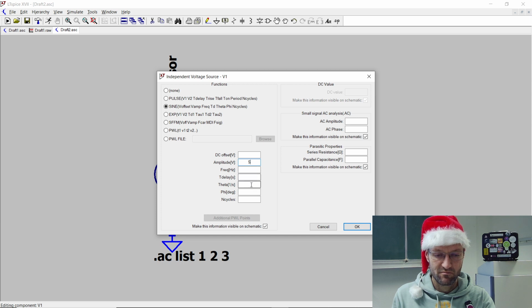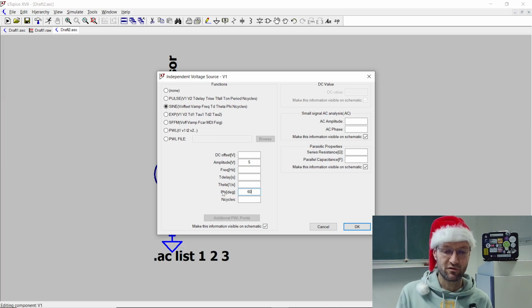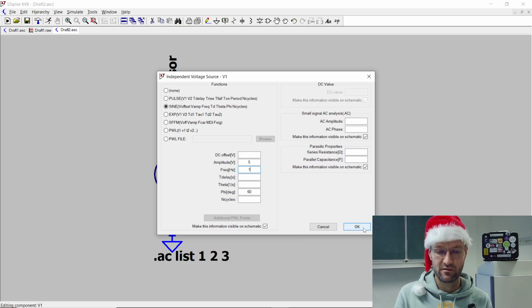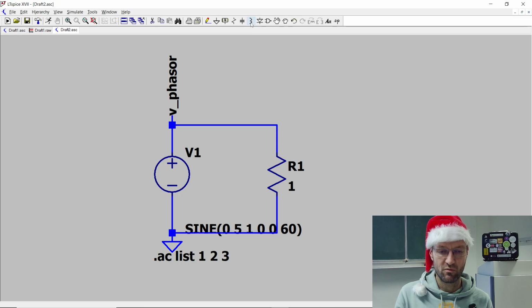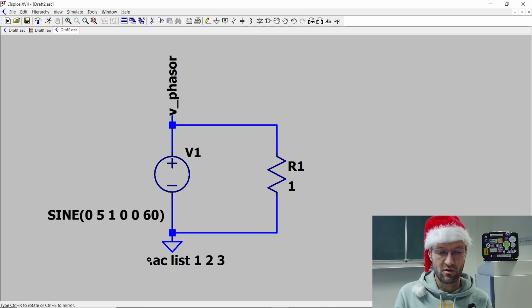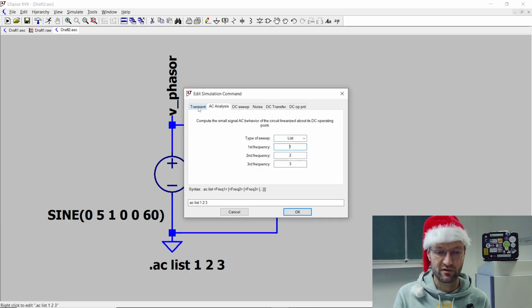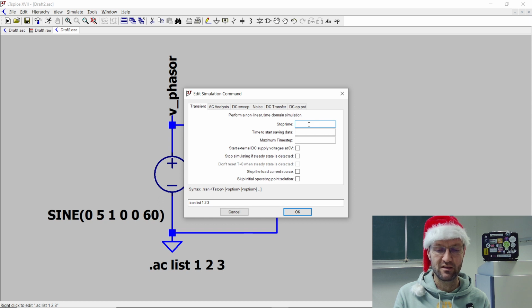And the phase shift was 60 degrees. Here is also given that it's 60 degrees. And I will give it some kind of frequency. Once again, maybe 1 hertz, 1 full oscillation per second, and say OK. And so now we have this description here for the source. And our simulation command is still in frequency domain. So I need to change this, go from AC analysis to transient analysis.